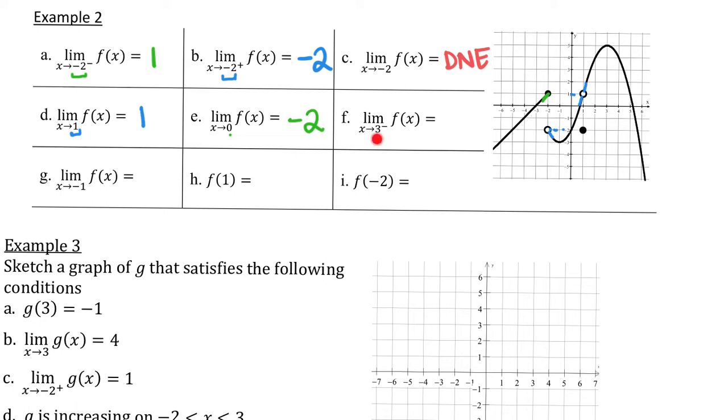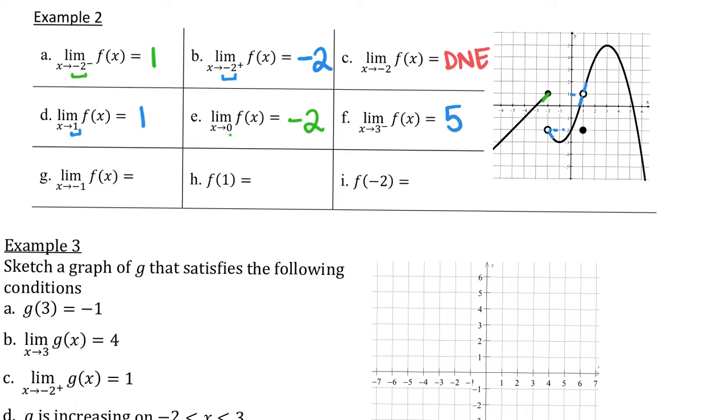Okay, let's look at x approaches 3. Where's 3? 3's up here, 3's over here, and I'm going to come from the negative side, which is the left side. Well, let's see. The limit as x approaches 3 is 5. If I come from the left side, it's still going to be 5. No matter which way I come, it's actually going to be 5.